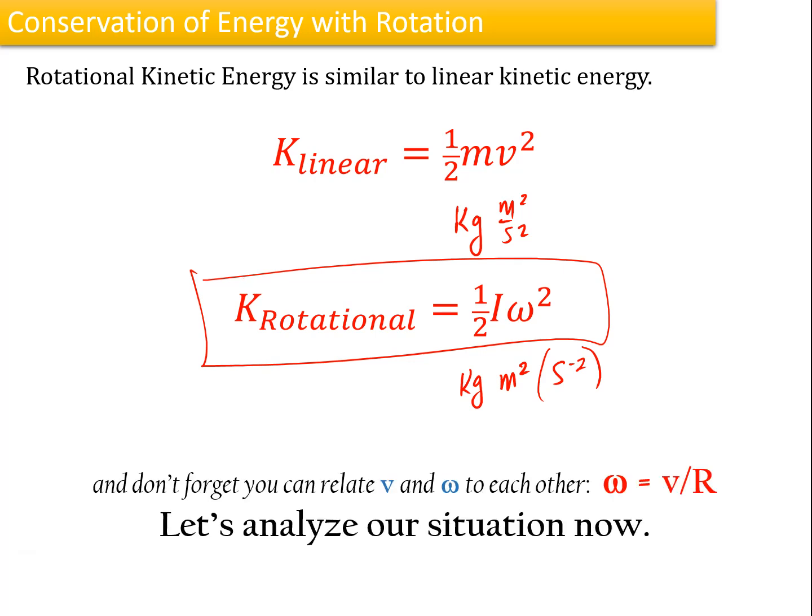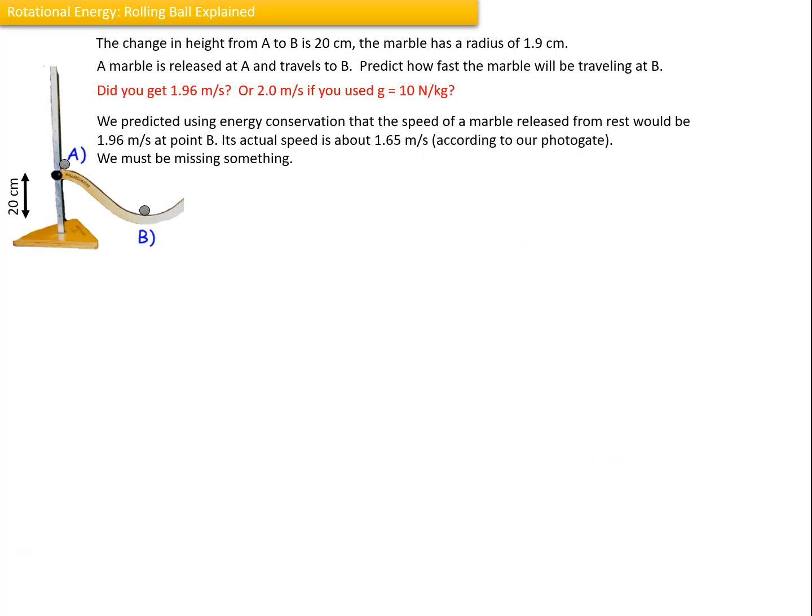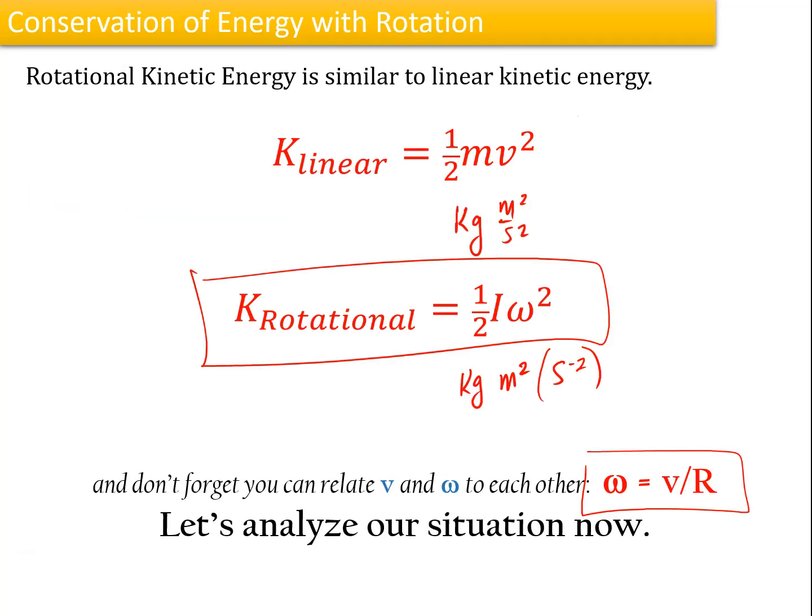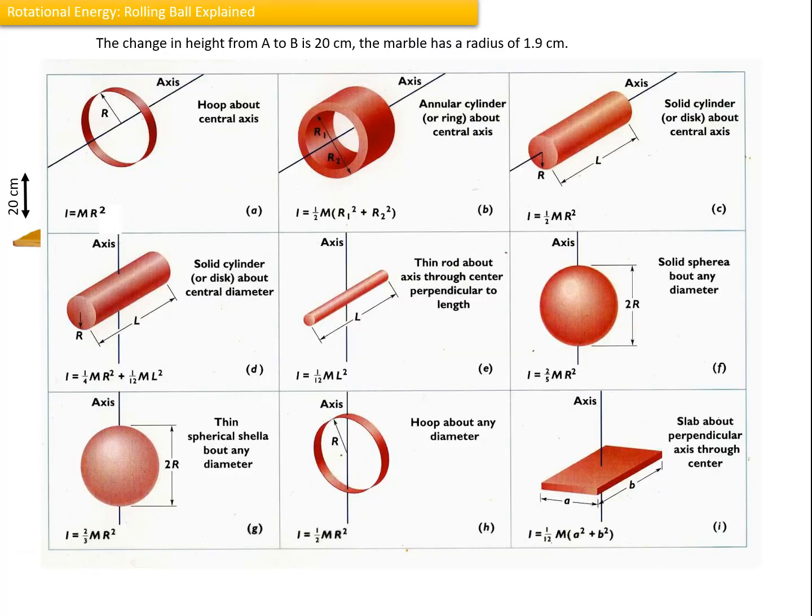And we can go back to our situation and analyze it. One last thing we wanted to make sure we take into account is that, as long as something is not slipping, if our ball is rolling, we can convert omega into velocity using omega equals v over r. So let's go back and analyze our situation using this new idea of rotational kinetic energy. We do need to know the moment of inertia of our object. We have a sphere, so the moment of inertia of a sphere is 2/5 mr squared. We're going to use that in our problem.